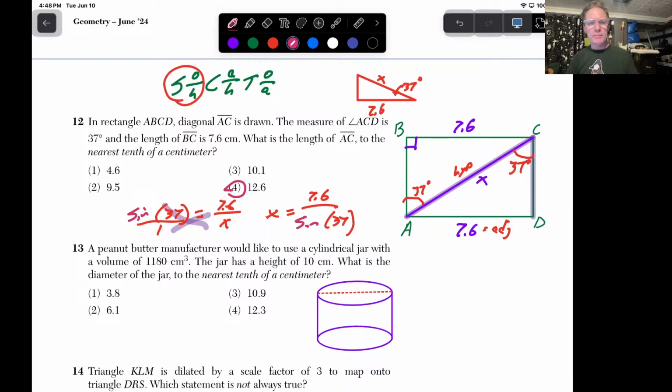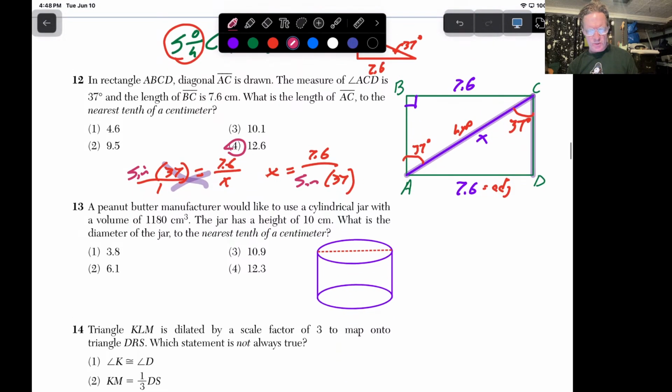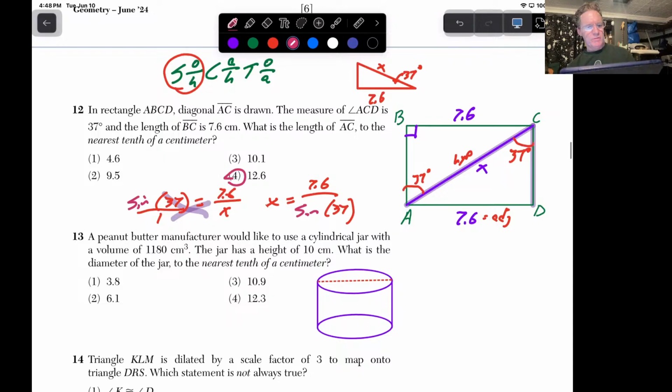Okay. A peanut butter. Why is this all food related? I haven't had dinner yet. A peanut butter manufacturer would like to use a cylindrical jar with a volume of 1180 and the jar has a height of 10. What is the diameter of the jar to the nearest tenth?